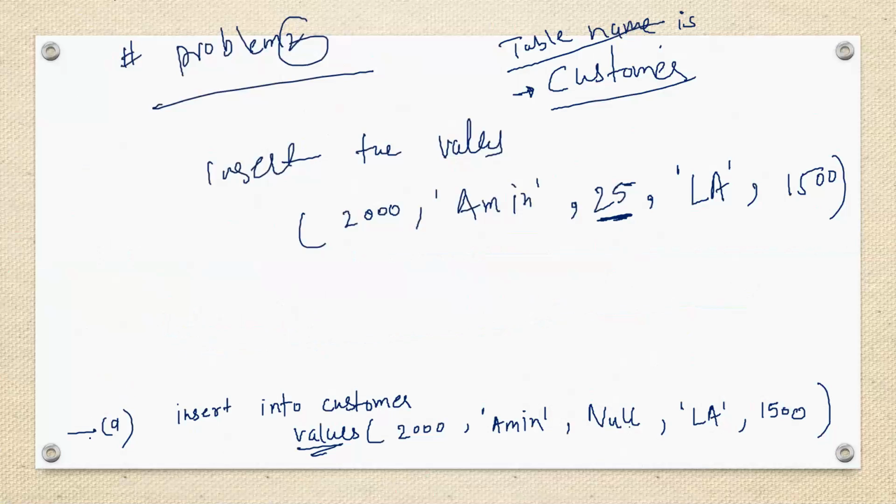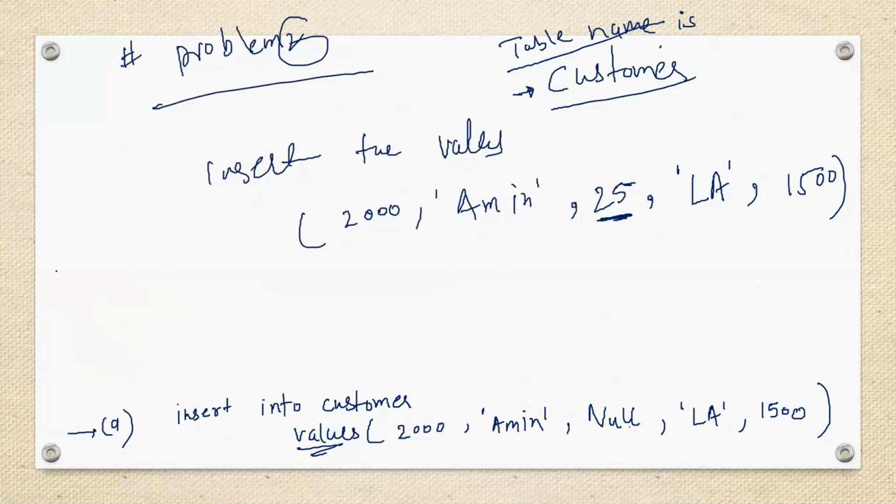This is the first way of doing it: mentioning the values in the same order of their occurrence of creation. ID, name, age, address, and salary. ID is 2000, name is Amin, age is null, address is Los Angeles, salary is 1500.